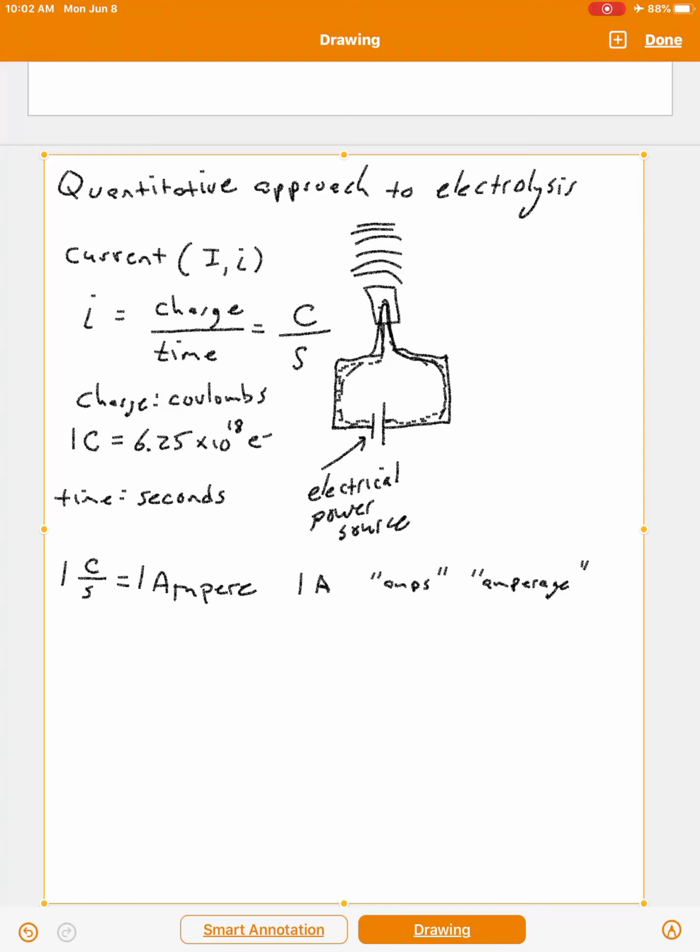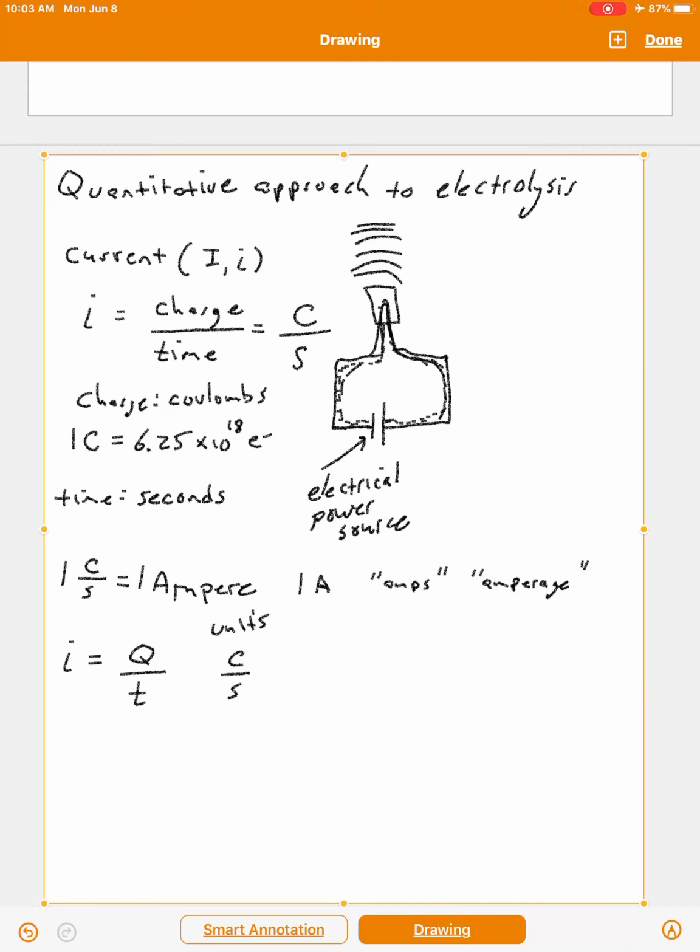Okay? So what this does, I'm going to write it in an equation form. I'm going to write it a little differently than your book does. I'm going to write it as current is equal to charge, Q, divided by time, T, right? Charge divided by time. These would be the symbols, but the units would be coulombs per second. Okay? That's essentially the idea.